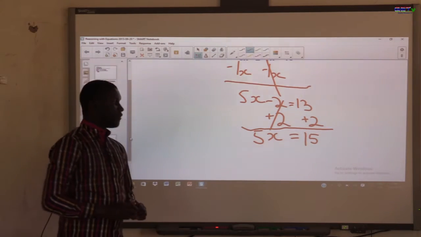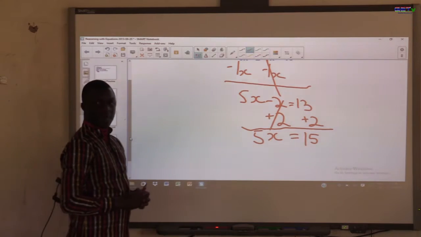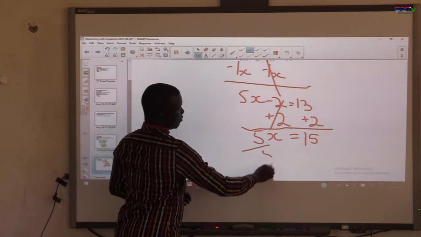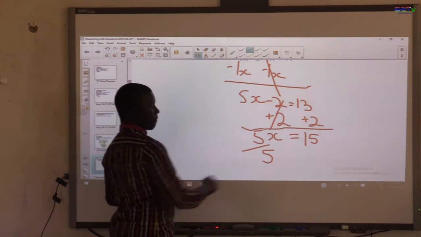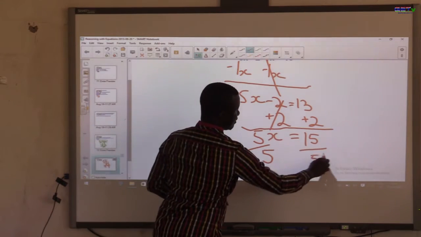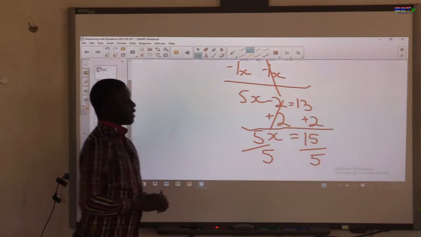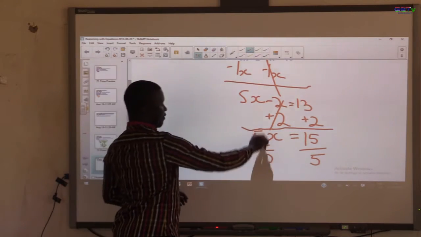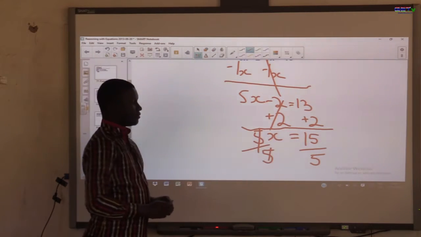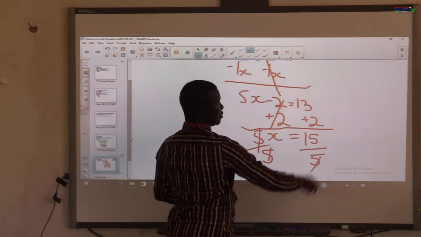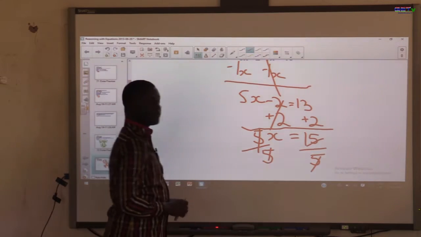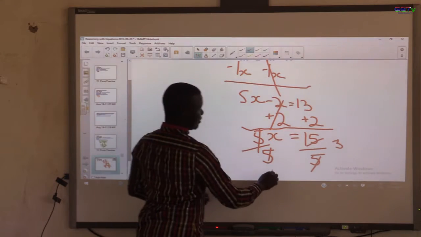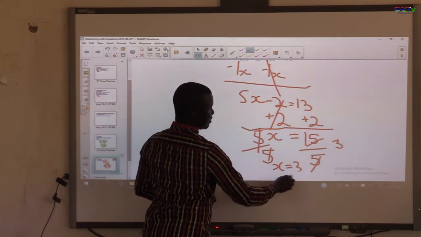5x is the same as 5 times x. To isolate our variable, we divide by 5, and we must divide the other side also by 5. So 5 cancels out 5. 5 goes into 15 3 times. So x equals 3.